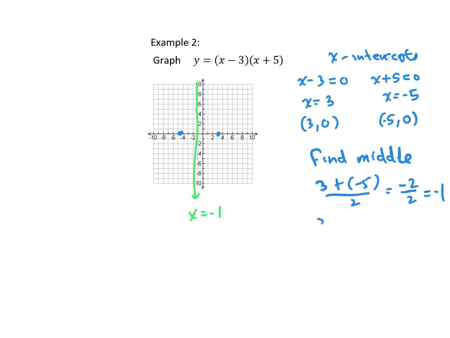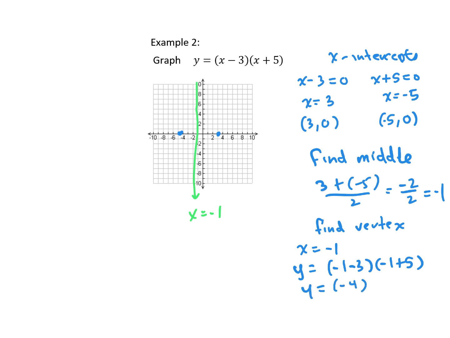So I could find the vertex by taking the middle point, x equals -1, and putting it into the equation to find the y that goes with it. So -1 minus 3 times -1 plus 5. So that's -4 times 4. So the y that goes with -1 is -16, which is down here somewhere. And then I could draw it from there. Right? So if you're just sketching it, I have enough information to find the x-intercepts, which means I can find the middle, which means I can also find the vertex.